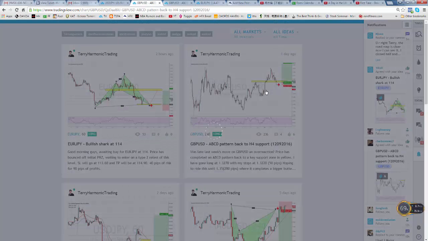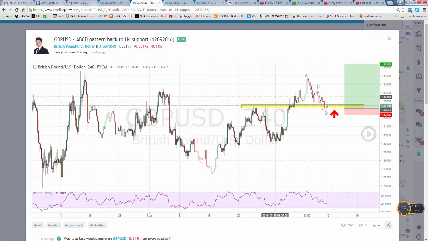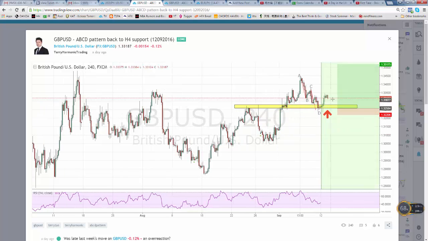This is a trade on pound dollar that I'm currently holding. I was telling my subscribers, ABCD pattern back to an H4 support zone. Over here is where I'm going to long, around 132.50 to 60. So what happened then was, boom, it went up, and currently we are riding about 50 pips of profit.